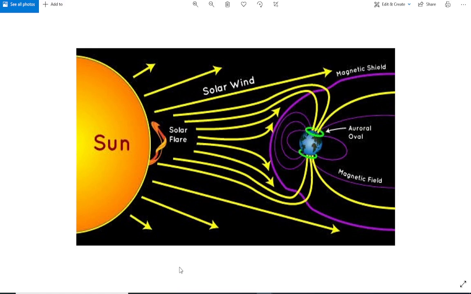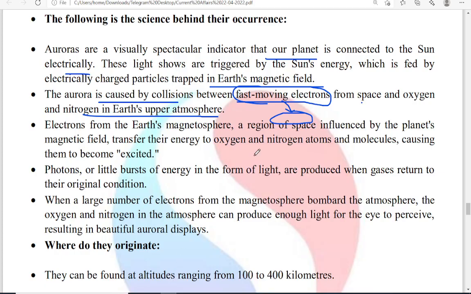Excited means electrons moving from lower energy orbitals to higher energy orbitals. Oxygen and nitrogen atoms and molecules will get excited. The oxygen and nitrogen atoms and molecules in our atmosphere, particularly in the earth's magnetosphere, will get excited when the fast moving electrons collide with them. That means they are supplied with some energy from the sun, therefore they get excited. Right, once excited, an atom will never continue in the excited position.